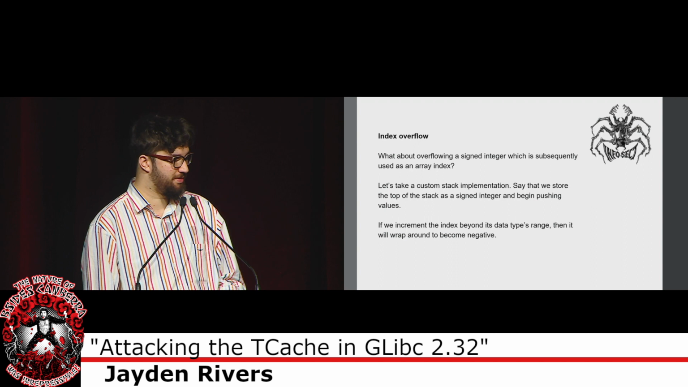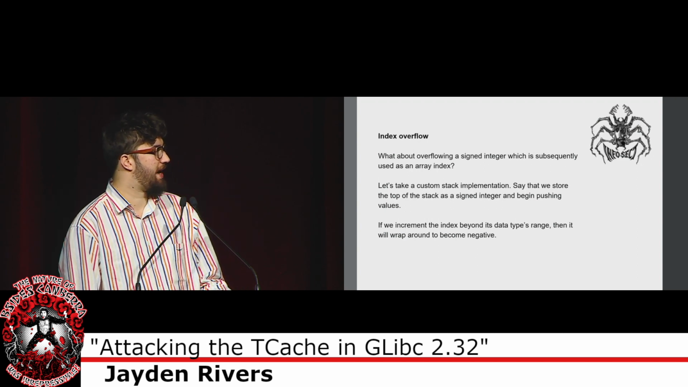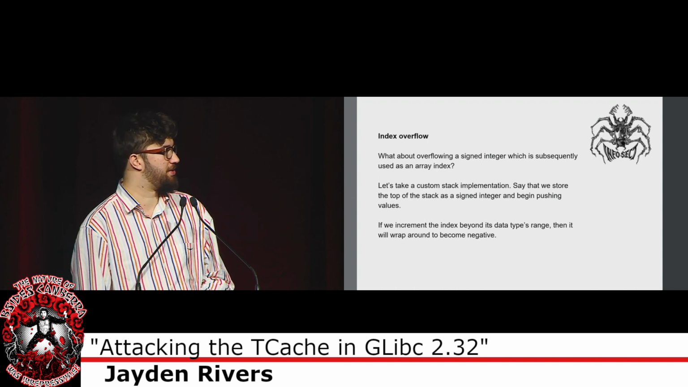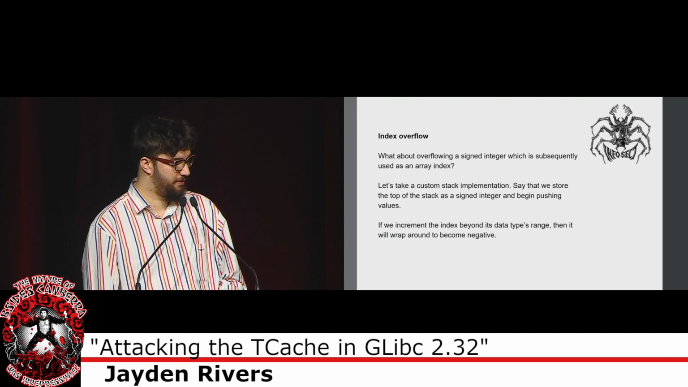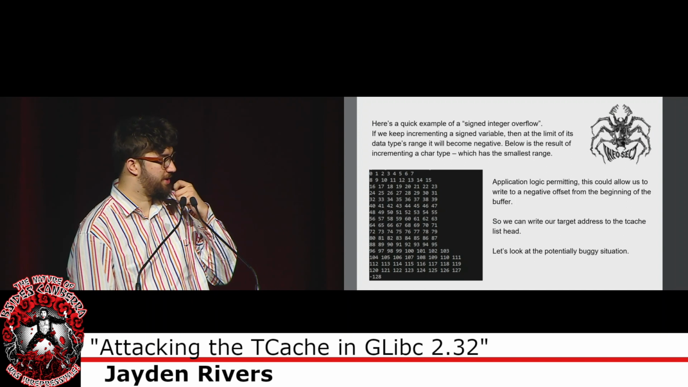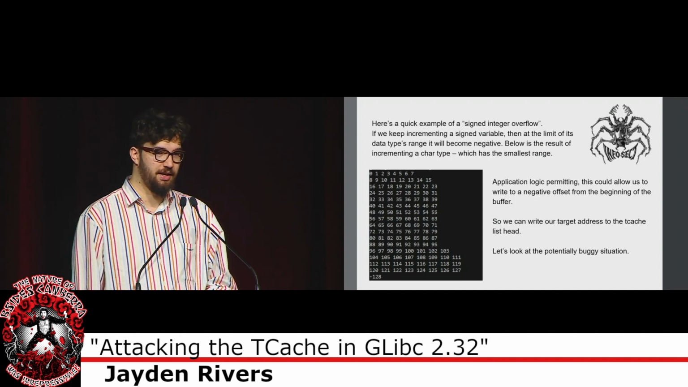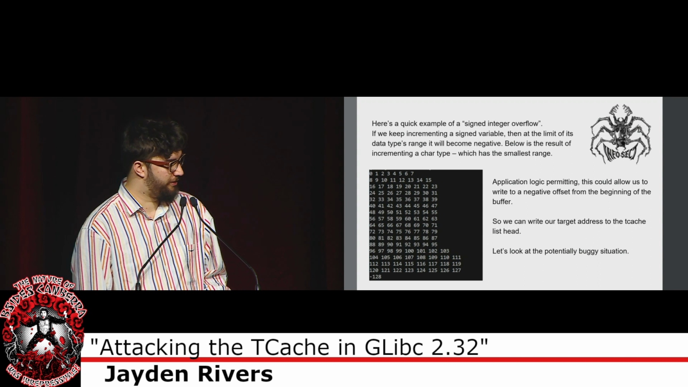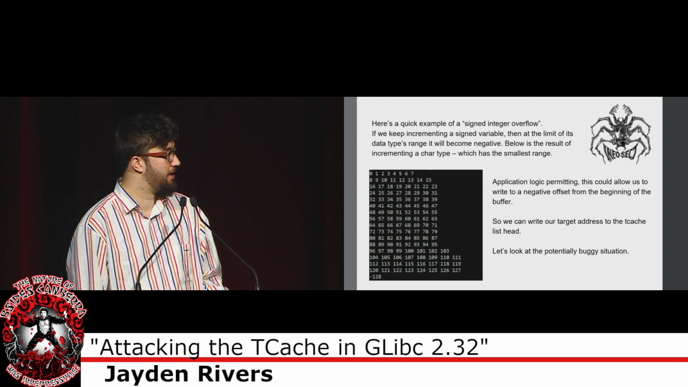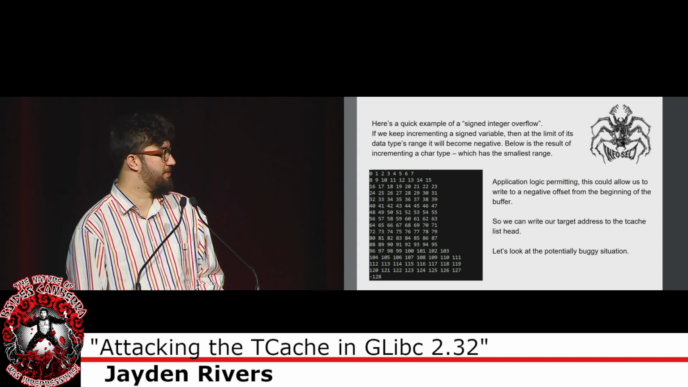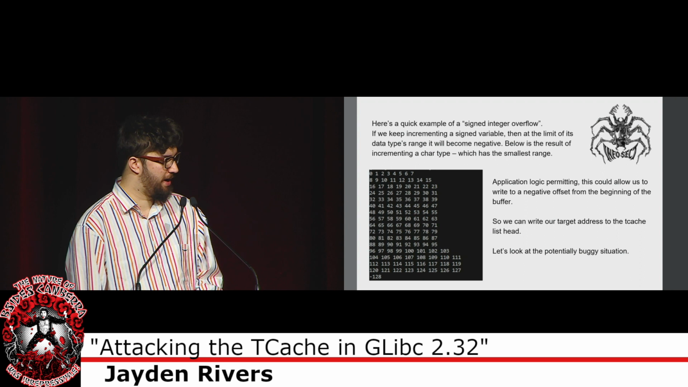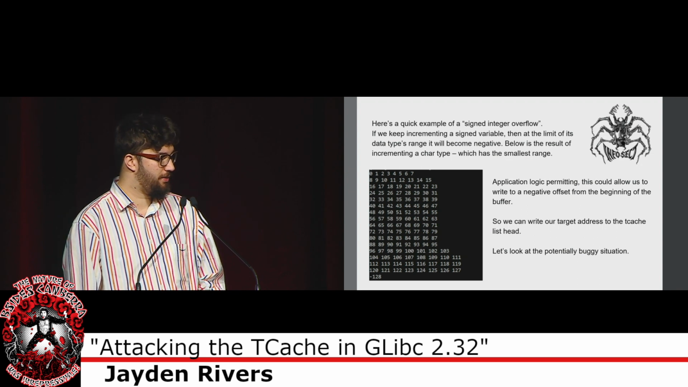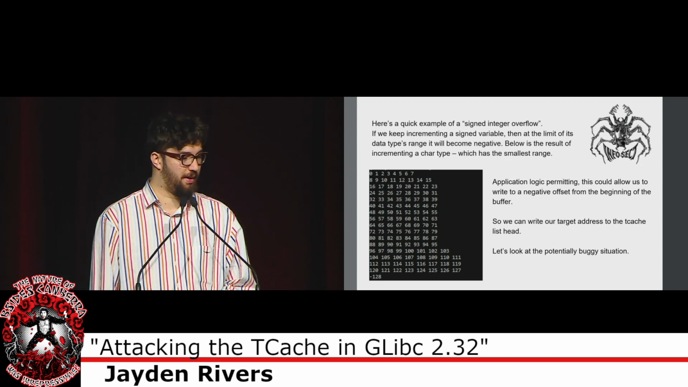So let's just take a custom stack implementation and say that we store the top of the stack as a signed integer and we begin repeatedly pushing values. If we increment the index beyond its data type's range, then it will wrap around to become negative. So here's just a quick refresher on what a signed integer overflow is. If we keep incrementing a signed variable, and I just used a char just so it fit on the screen, then at the limit of its data type's range, it's going to become negative. And below is the result of incrementing a char type, which has the smallest range in C. Application logic permitting, this could allow us to write to a negative offset from the beginning of the buffer. And so we'll be able to write our target address to a Tcache list head.